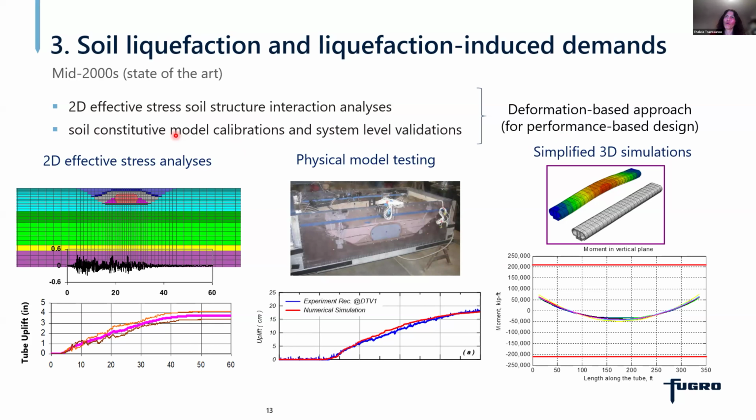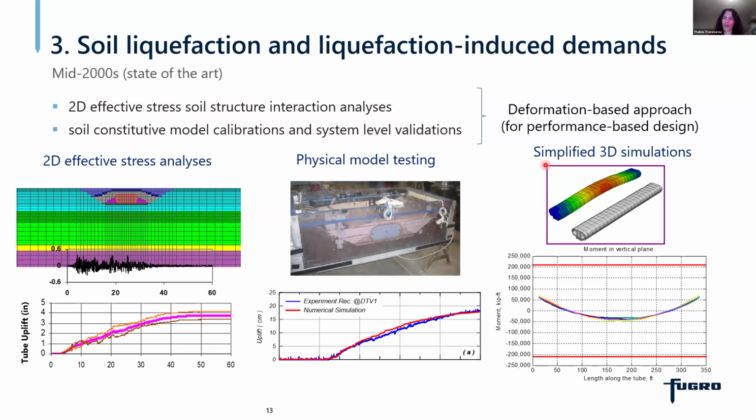And we also performed two project-specific centrifuge tests at the University of California, Davis, to allow us to provide insight into the uplift mechanisms and allow us to calibrate and validate our analysis tools. We even performed simplified three-dimensional simulations, and these are simplified because they are three-dimensional on one hand, but the constitutive model is essentially a Mohr-Coulomb type total stress model that has been appropriately calibrated.